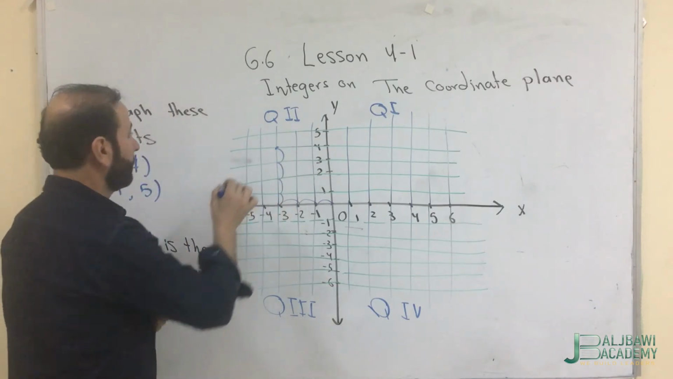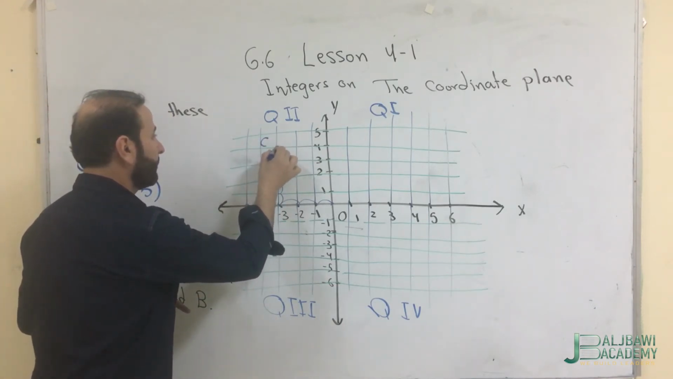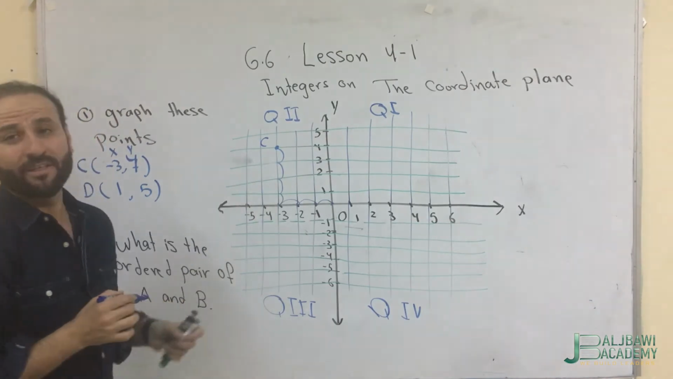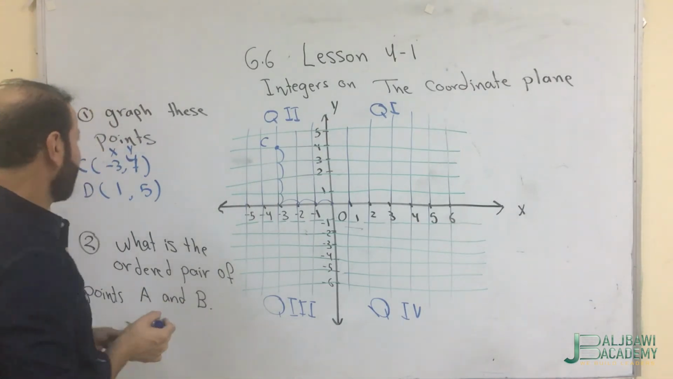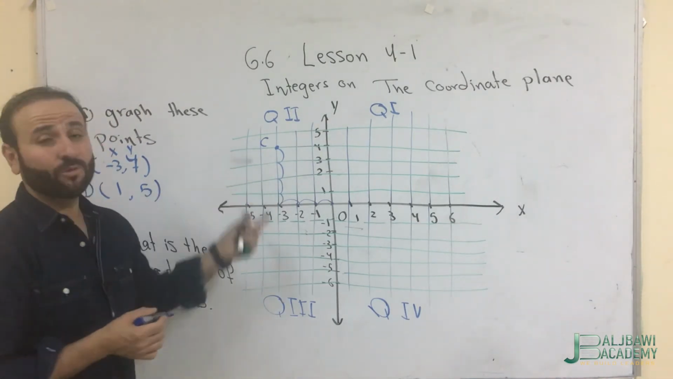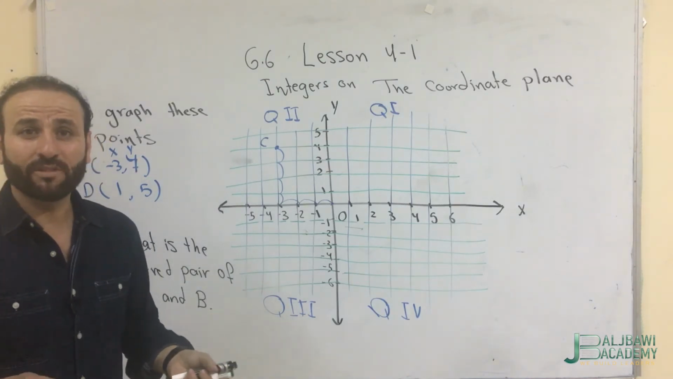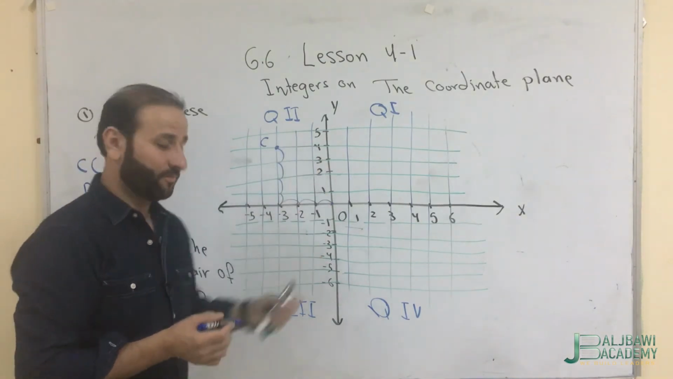So here I label C. I put a dot, then I label C. It is very easy. Another point, then he asks you in which quadrant this point is. It's in quadrant 2.